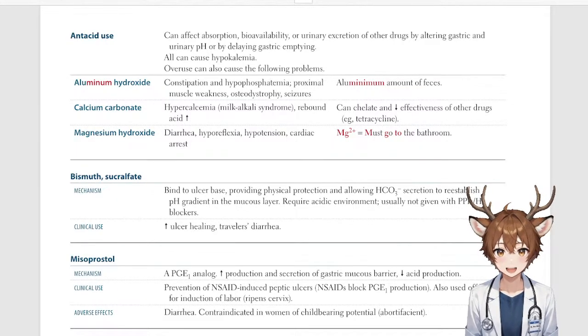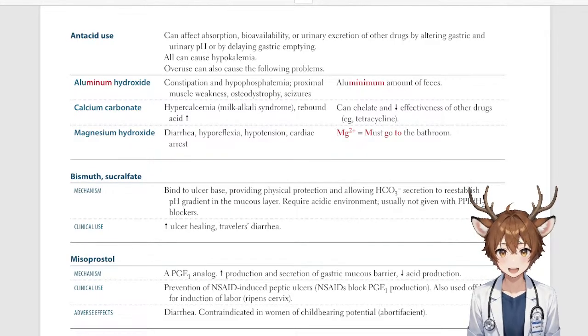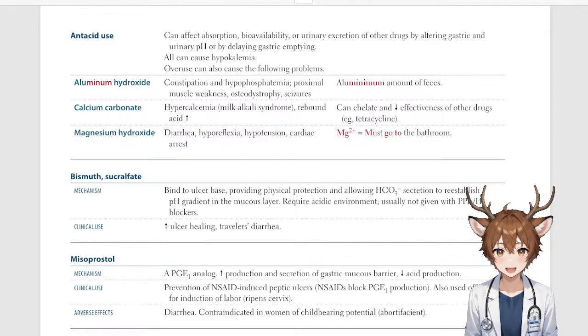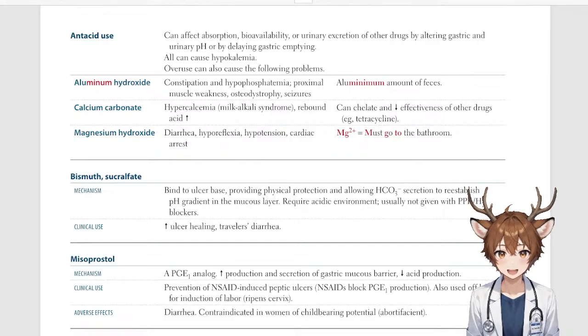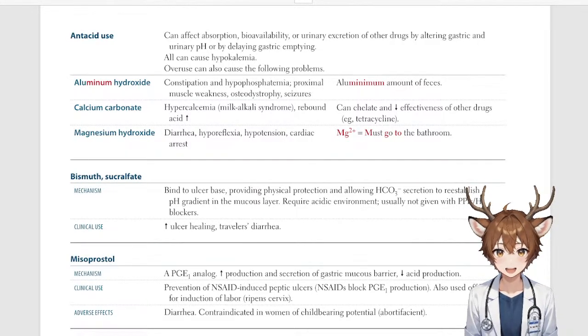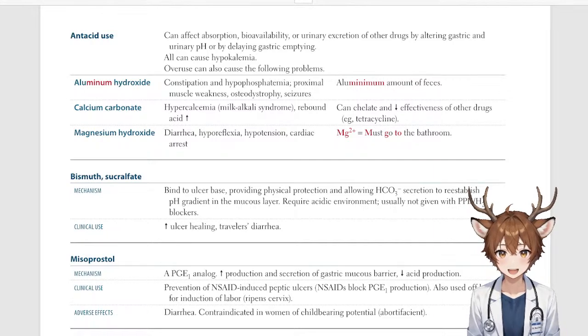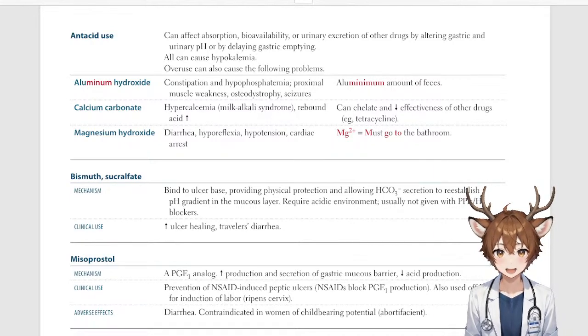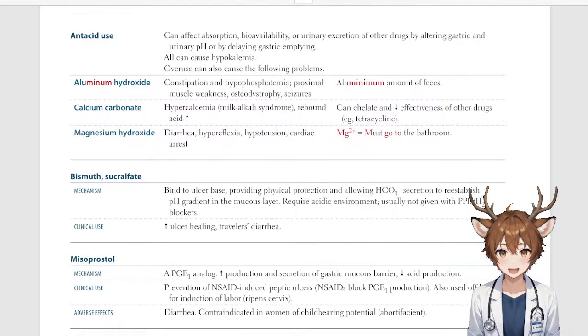Calcium carbonate side effects: hypercalcemia, makes sense. Milk alkali syndrome, rebound acid increase. It can chelate and decrease the effectiveness of other drugs like tetracycline, by the way. Magnesium hydroxide, the side effects include diarrhea, hyporeflexia, hypotension, and cardiac arrest. And remember, magnesium must go to the bathroom, okay, because of diarrhea.